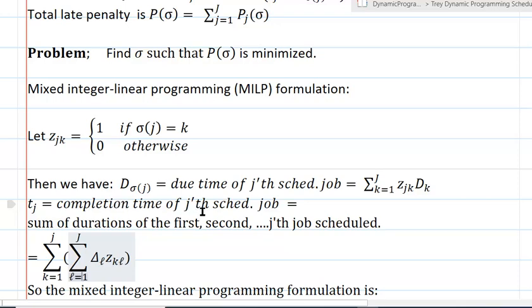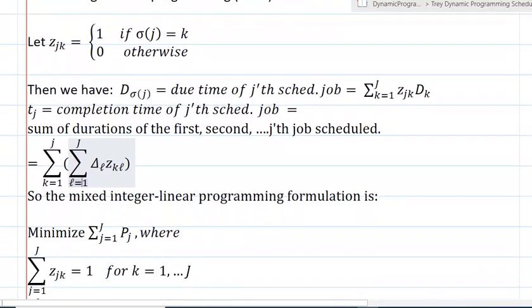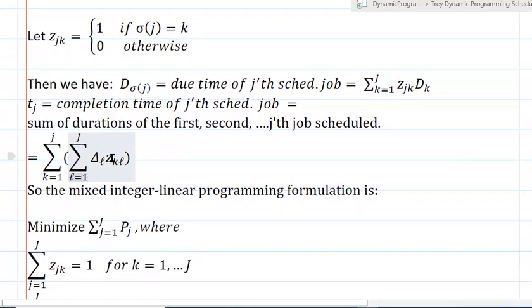Now, what I have is a very good situation, because I've expressed both the completion time and the due time as linear combinations of the z_jk's. So I only have linear functions involved, and linear functions are very useful. By the way, what I mean by linear is it is a constant times the variable. There are no powers of variables or other functions of the variables. It's just a constant times the variables. And my variables are these z_jk's.